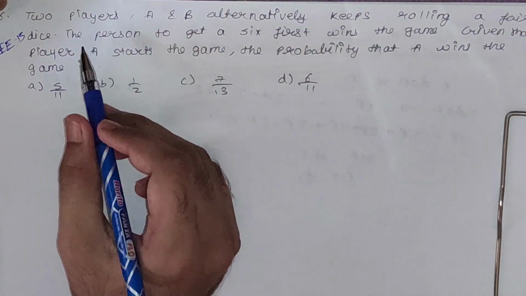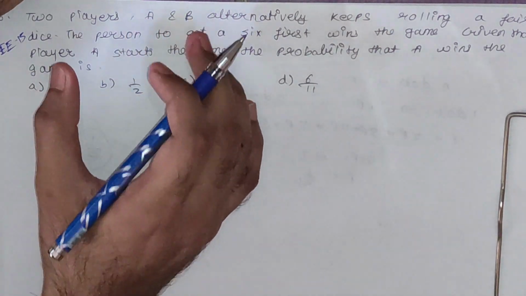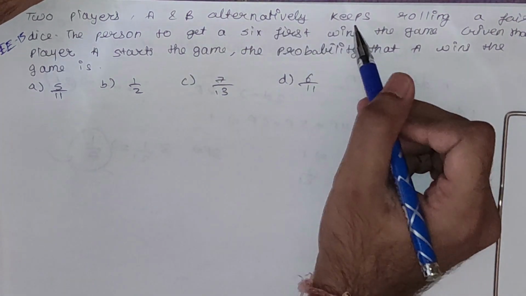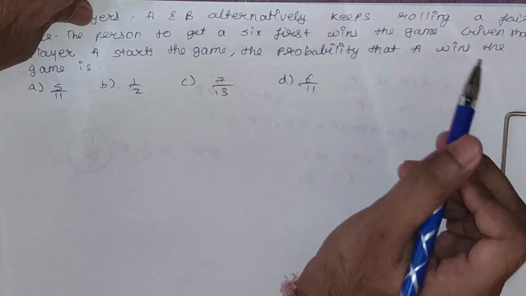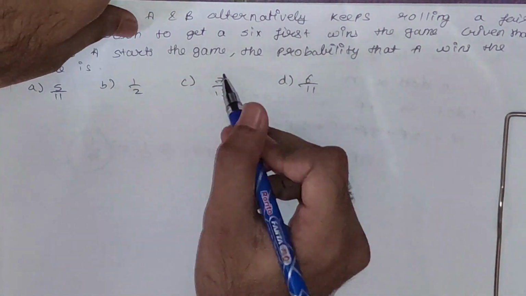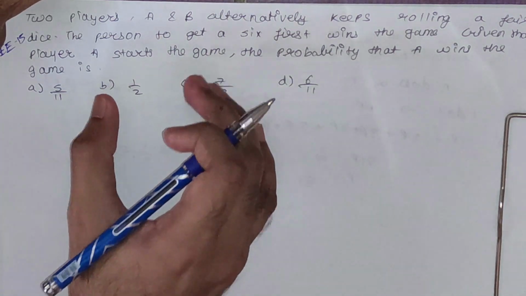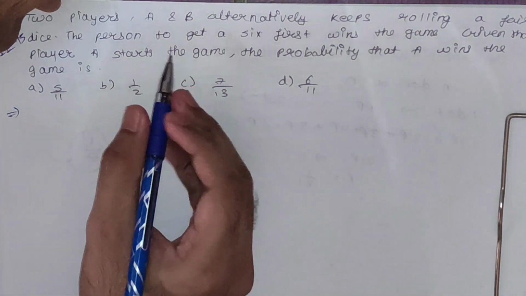Now let's say this sum is of EE 15, and this is the toughest sum that has been asked in the GATE exam. Two players A and B alternatively keep rolling a fair dice. The person to get a 6 first wins the game. Given that player A starts the game, the probability that A wins the game is. This question will be easy only if you understand the question very well. So let's understand the question.